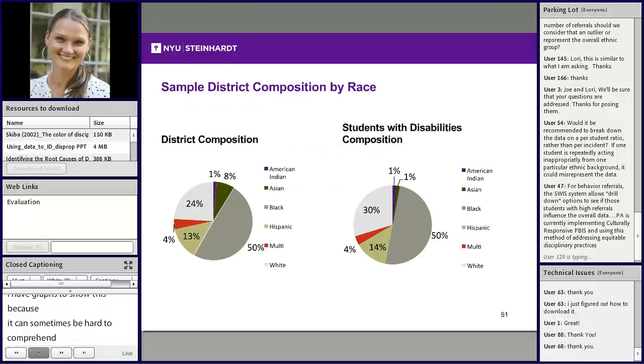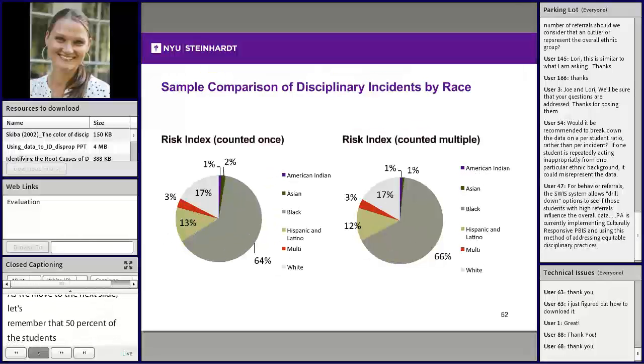But so this is our sample district. We see that there's about 50% of Black students. There's about 24% of white students. We see this is composition, what we talked about much earlier in the presentation. We see students with disabilities. We have about 50% of Black students, about 30% of white students. So things seem at parity. It looks like maybe more white students classified with a disability, but this is our composition. So as we move through the next slides, let's just remember that 50% of the students in this district are Black.